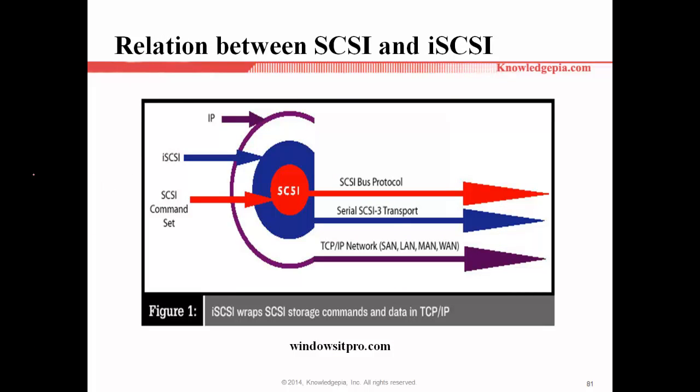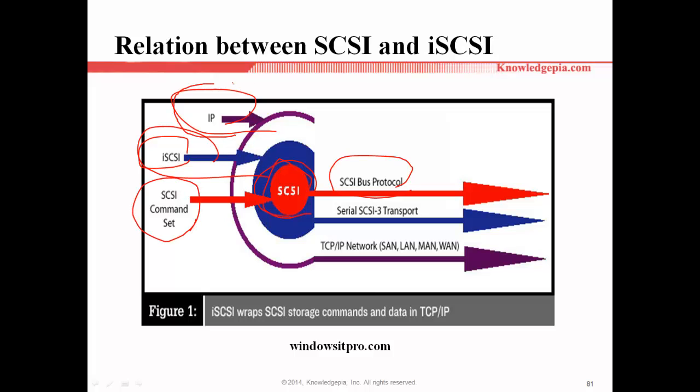Relation between SCSI and iSCSI. Here there are three factors: SCSI, iSCSI and TCP/IP. SCSI, as I already told you, is a protocol to communicate with storage devices. And iSCSI, as I already told you, enables transferring SCSI data over IP. SCSI has the command set.